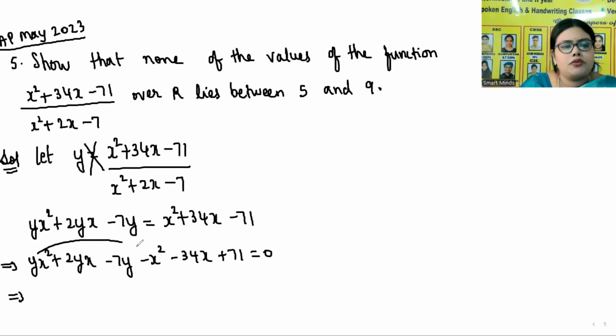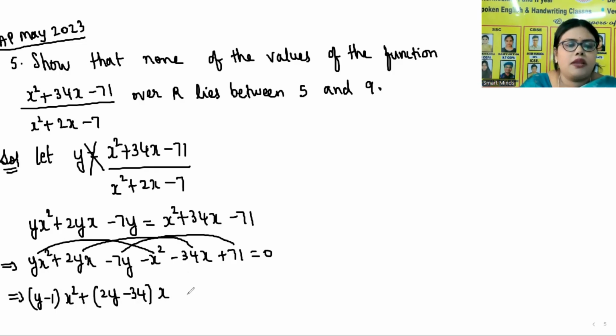Now from these two terms we will take x square common, so we get (y minus 1) into x square. From these two terms we will take x common, so we get (2y minus 34) into x. From these two terms we will take minus common, and then (7y minus 71) is equal to 0.